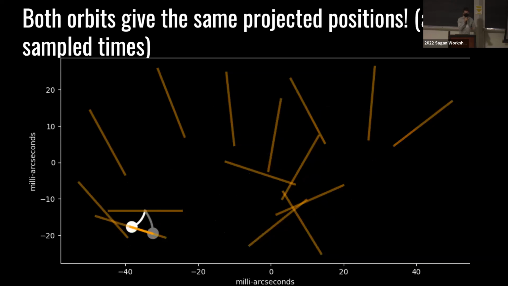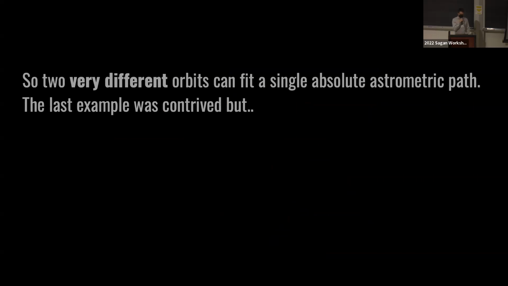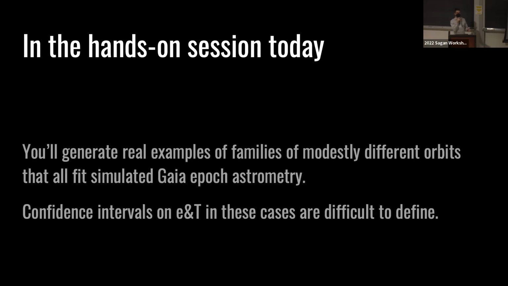Okay, so just remember that intuition, that this really takes some careful analysis. And it's one reason why this problem is hard. It's hard to develop intuition, and it's hard to develop confidence intervals on your fitted parameters in some cases. So I showed you a contrived example of two very different orbits that can fit a single absolute astrometric path. But in the hands-on session today, there's an optional notebook, which I think is really cool, where you will do the exact exercise. You will fit orbits to simulated Gaia observations with realistic uncertainties. They're simulated, but they're closer than my crazy example there.